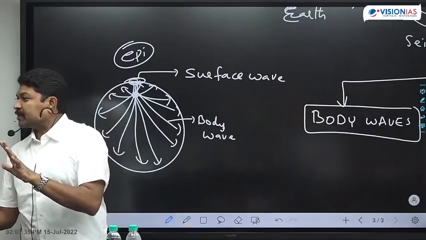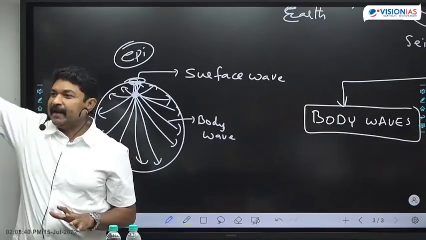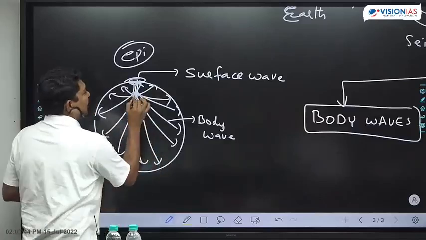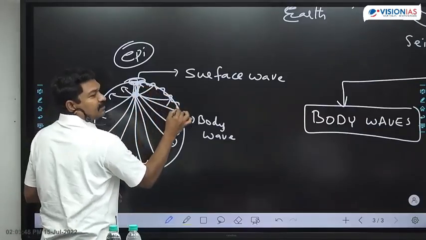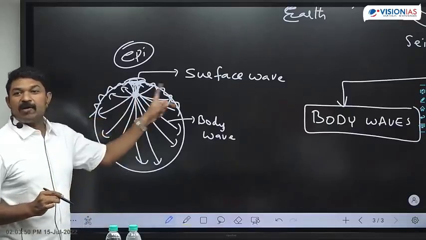Once the body waves come from the inner layers, there is no chance of the body wave again entering into the inner layers. It will be moving along the surface only. Like it comes on the surface, it will be moving along the surface. These are called surface waves.